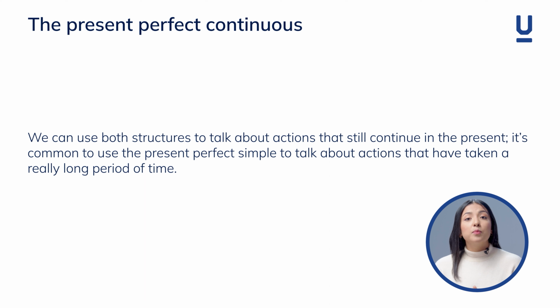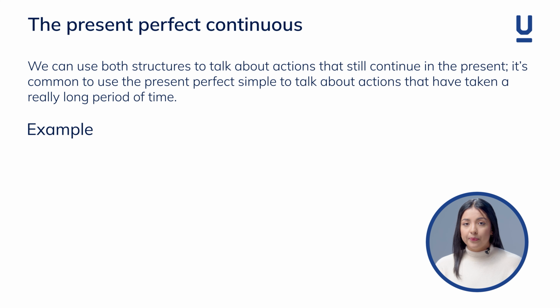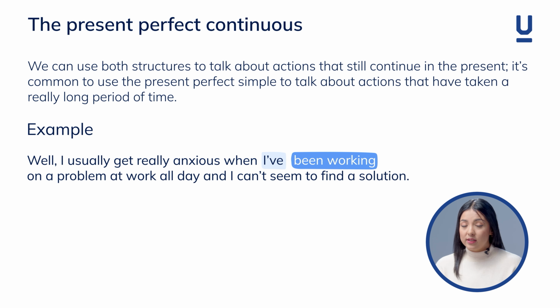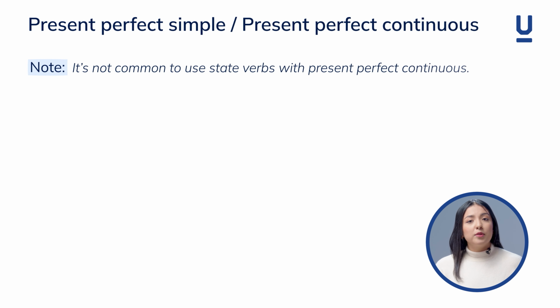Although we can use both structures to talk about actions that still continue in the present, it's common to use the present perfect simple to talk about actions that have taken a really long period of time. For example, well, I usually get really anxious when I've been working on a problem at work all day and I can't seem to find a solution. I've been taking the class for a while. It's not common to use state verbs with present perfect continuous.